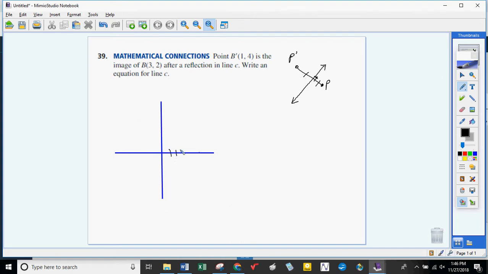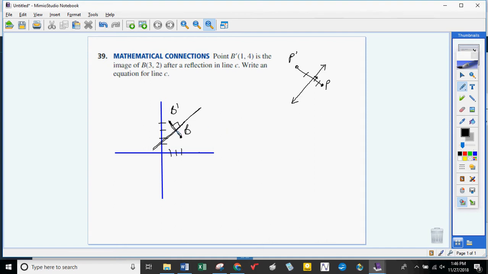So if I graph (3, 2), and then I graph (1, 4), and I connect those, what I'm looking for is the perpendicular bisector between those two. Okay? So how do I find the perpendicular bisector?